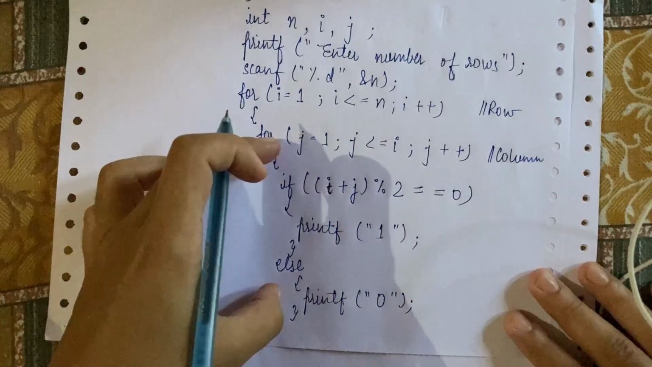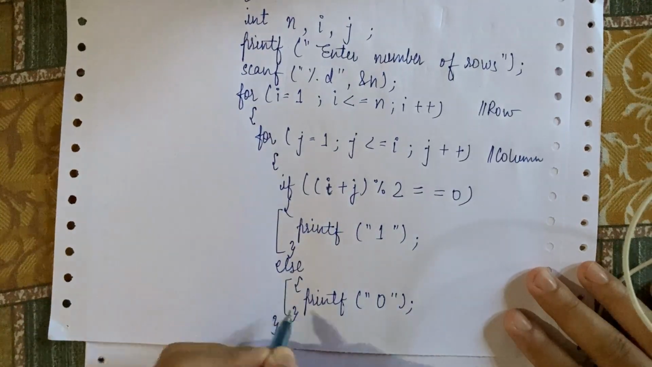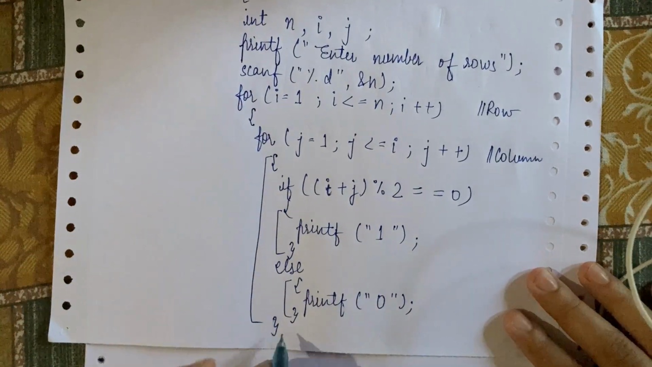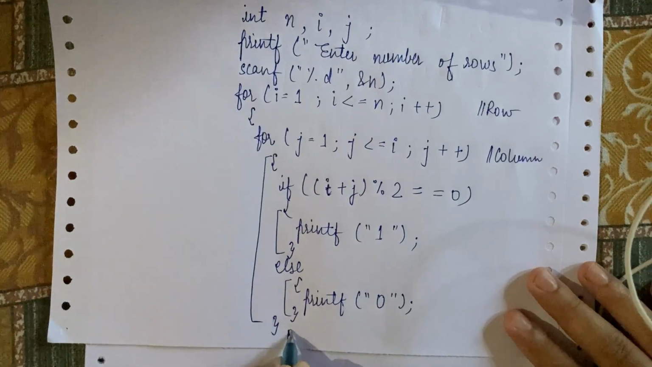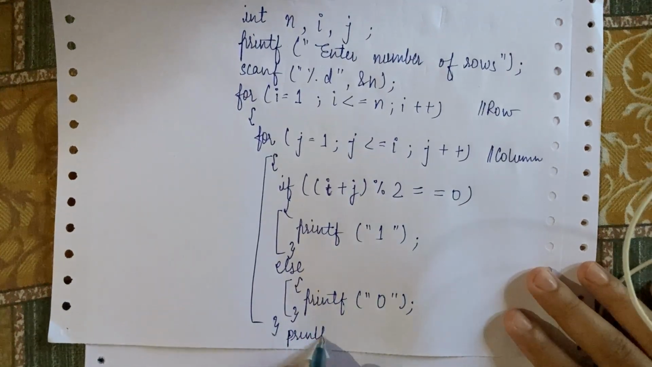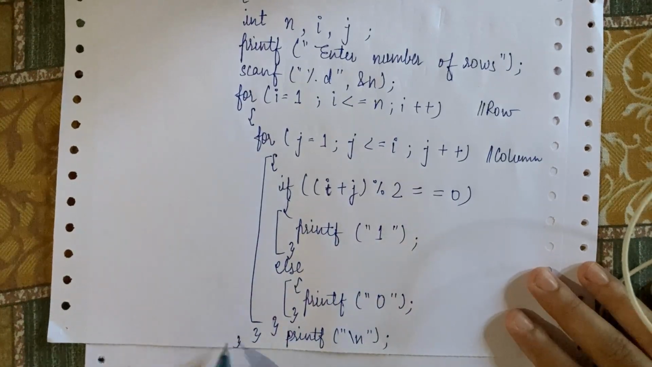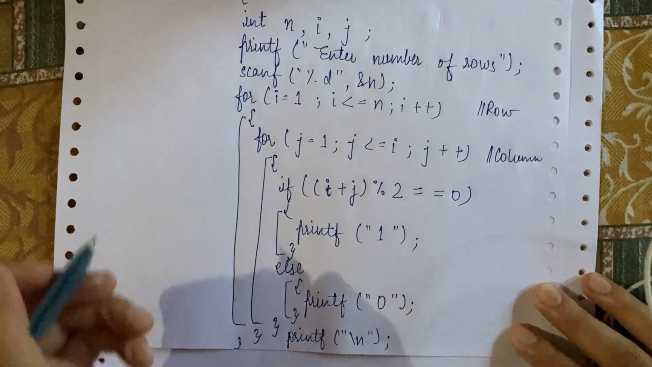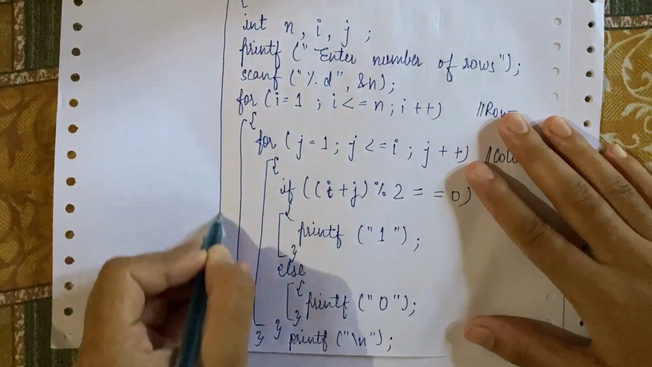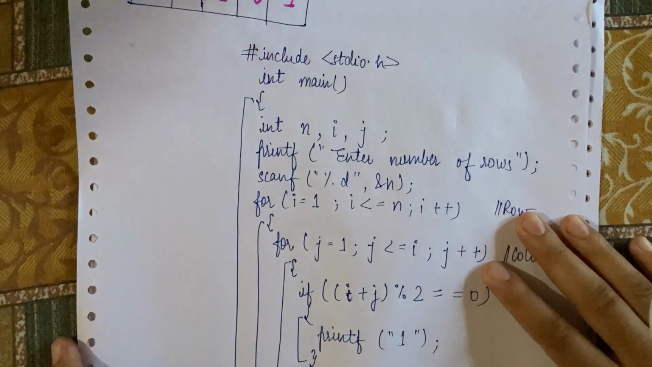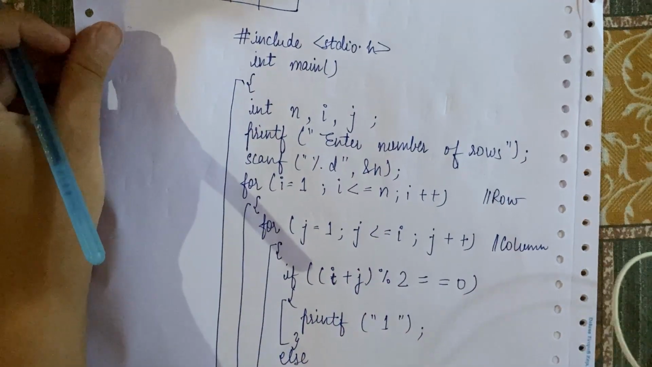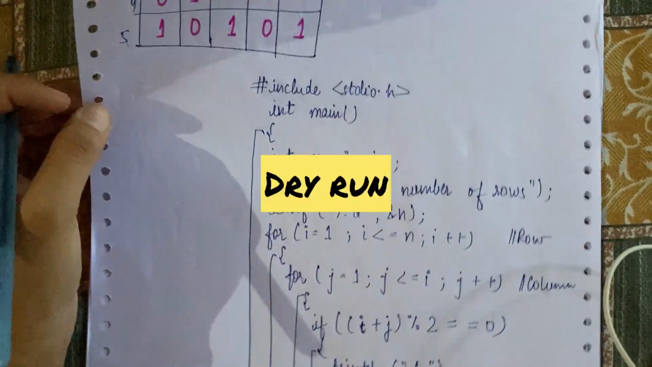Then we'll close this outer loop. This is for the if, this is for the else, this is for the outer loop. Then we also have here printf \n, and then we'll close this loop and the main function, right? So this is the code that we have here. Let me quickly discuss a dry run.